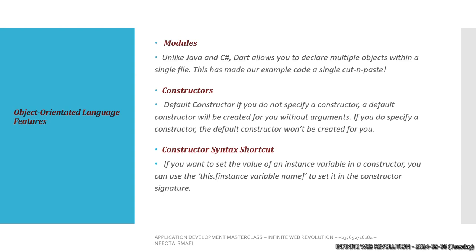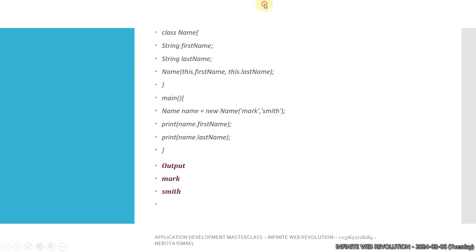So we have what we call modules. Modules declare multiple objects within a single file, right? So you may have multiple objects within a single file. We have the constructors. Default constructor: if you do not specify a constructor, a default constructor will be created for you without arguments. Now, what is a constructor? A constructor is a property of your class that enables you to create objects from it. Yes, that's what enables you to create objects from your class.